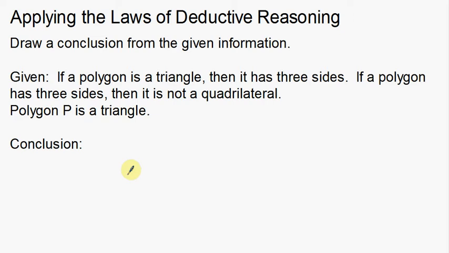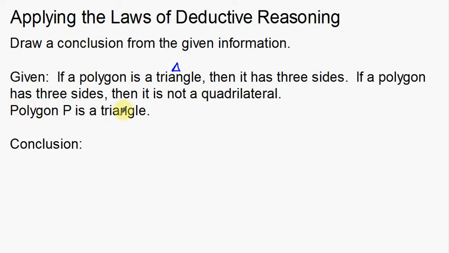Based on this information, given that if a polygon is a triangle, so if I have a shape and it is a triangle, it's got three sides, then it has three sides. If a polygon is a triangle, then it has three sides. If a polygon has three sides, then it is not a quadrilateral. Makes sense. Now it says polygon P is a triangle, so what would I be able to conclude from that?